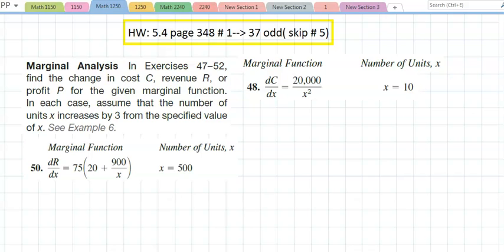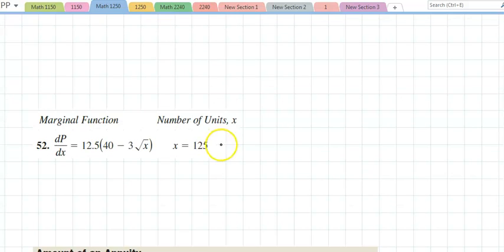Okay, the next half of this section very much continues with these areas. You really don't have to graph those, but marginal analysis and exercises 47 through 52. Find the change in cost, revenue, or profit for the given marginal function. In each case assume that the number of units increases by 3 from the specified value, which means this is going from 10 to 13. This is going from 500 to 503. And this is going from 125 to 128.